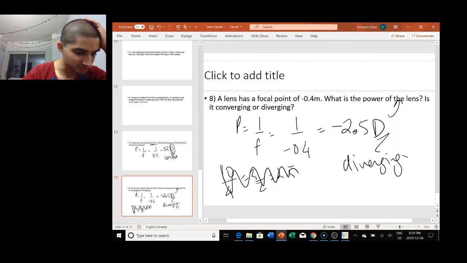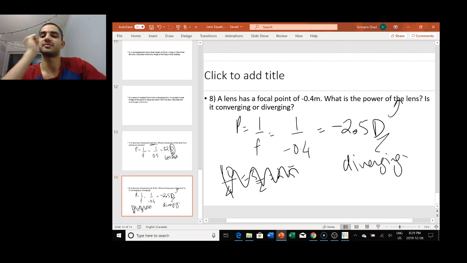Other than that, the positive meniscus is thick in the middle, thin at the top. Yes, that is correct. I'll just say yes. But yes, that is correct.